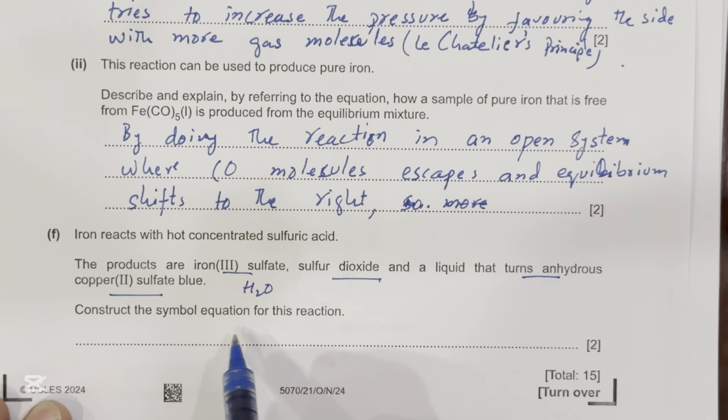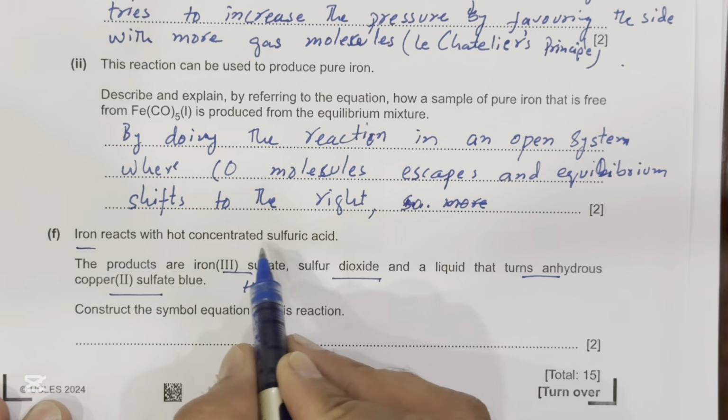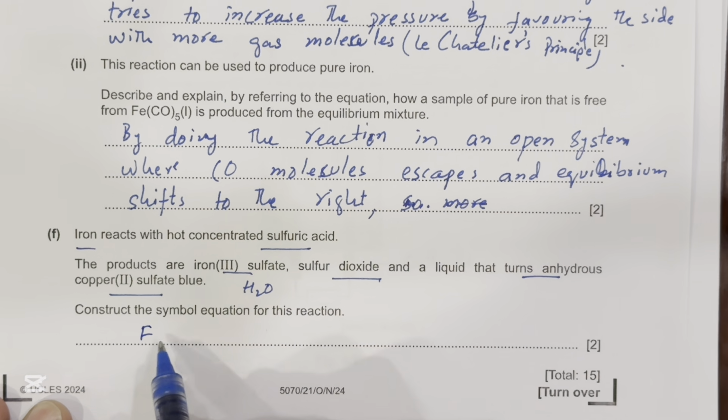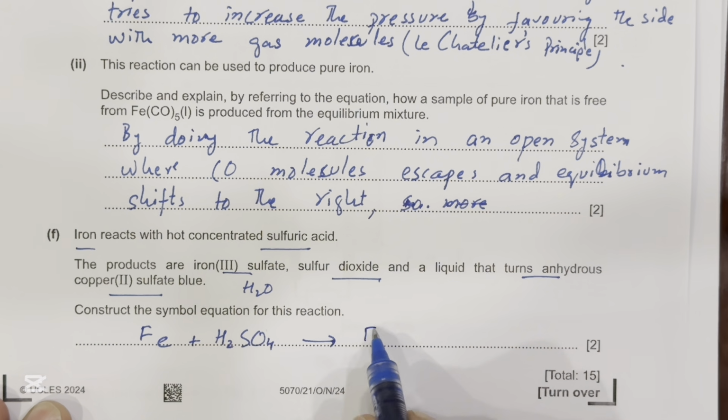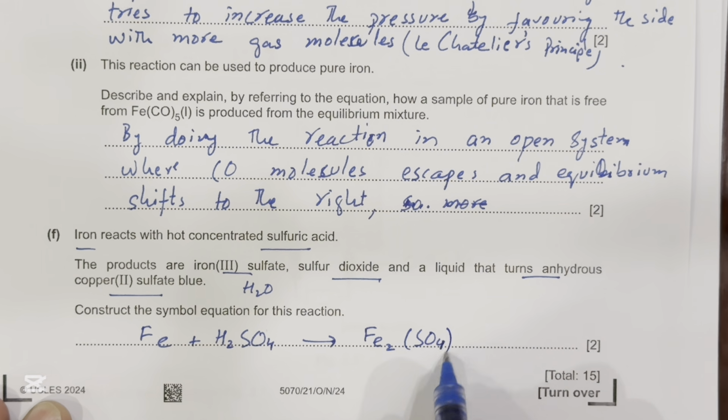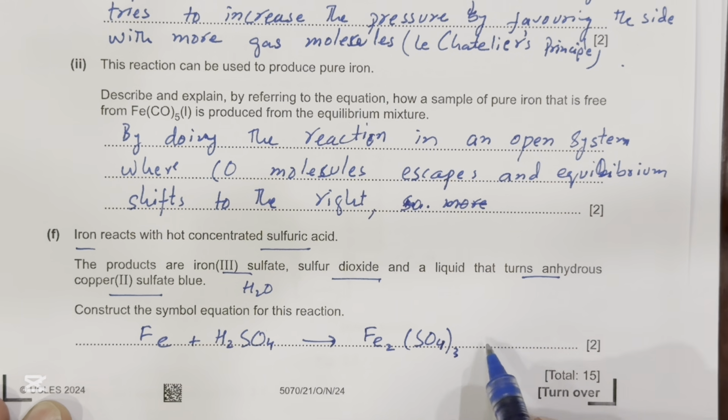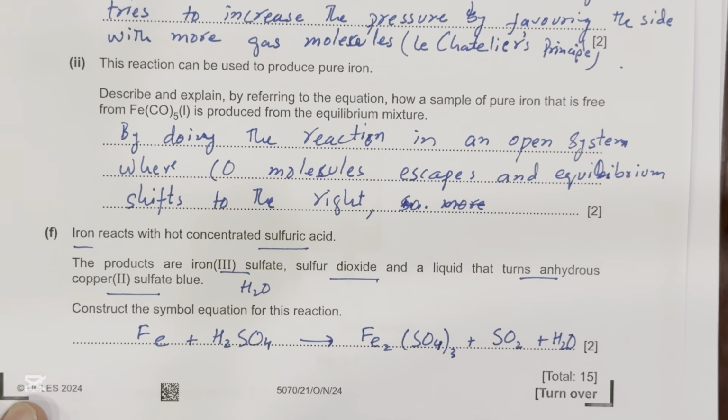Okay, construct the equation for the reaction. So we know that iron reacts with concentrated sulfuric acid. So iron plus concentrated sulfuric acid, that is H2SO4, and it will produce iron(III) sulfate. And what would be this formula? Fe2(SO4)3. And sulfur dioxide has a formula of SO2, and water. So you need to balance it.